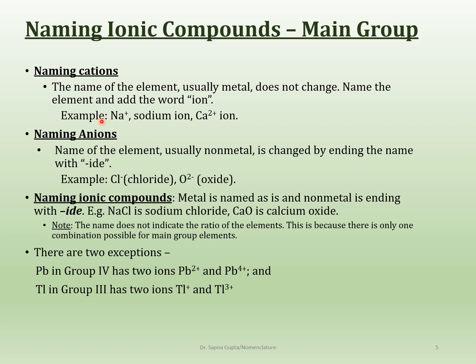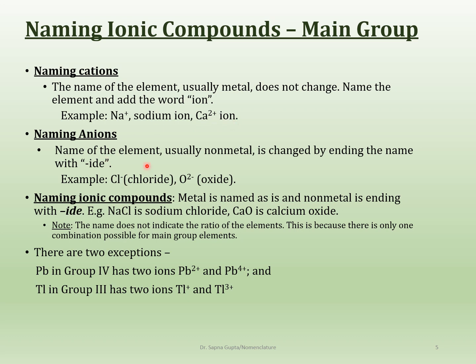Okay, so add the word ion after the element name. If there is a charge on there, it changes everything. So for calcium 2+, it's going to be calcium ion. For potassium, potassium ion, if it is K+. If it is just K, it is potassium. That's it, just leave it like that.